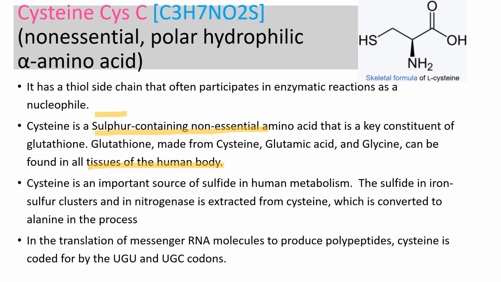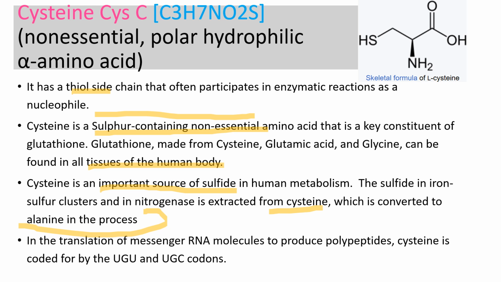So remember that it is sulfur containing. It has a side chain of thiol. Cysteine is important source of sulfide in human metabolism, right? So it is a very important source of sulfide in human metabolism. Sulfide in iron sulfur clusters and in nitrogenase is extracted from cysteine, which is converted to alanine in the process. So it gets converted to alanine in the process. In the translation of messenger RNA molecules to produce polypeptides, cysteine is coded for by UGU, UGC codons.